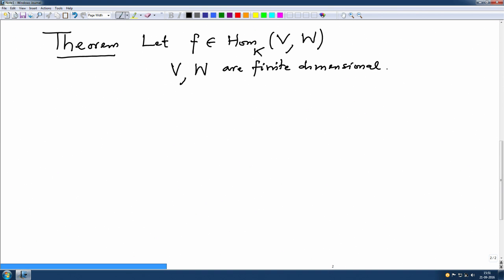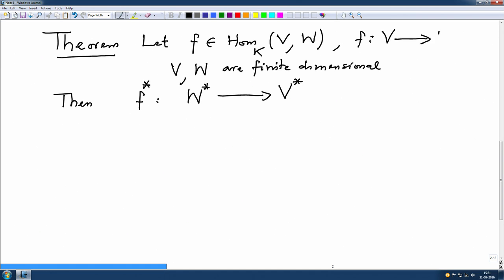Then I have a dual map corresponding to F, that I am denoting by F star, and F star is a map in the other direction, from W star to V star. F is a map from V to W. So the dual map of F is a map in the other direction on the dual spaces, and by definition I have to define what it is on a linear form.